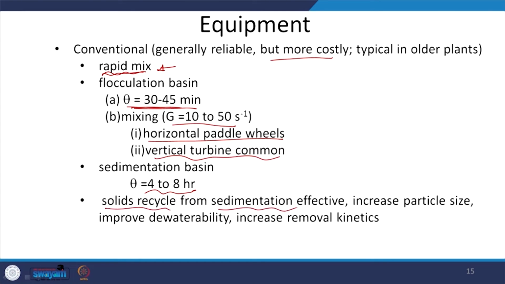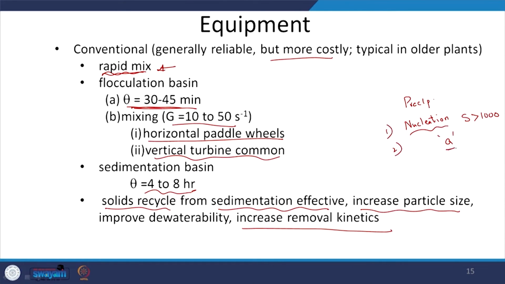Solids are recycled from the sedimentation basin. Why is this? It increases the particle size and increases the removal kinetics. Why is this? In precipitation, we have different steps starting with nucleation, and here the trigger has to be that it has to be supersaturated, with saturation greater than 100 or 1000, let us say, and then crystal growth, agglomeration and so on. In the second step, we will have surface area limitation, and it also depends upon the level of saturation. So, if you recycle some of the settled sludge back to the process, you will be increasing the surface area available for the relevant crystal growth to take place.